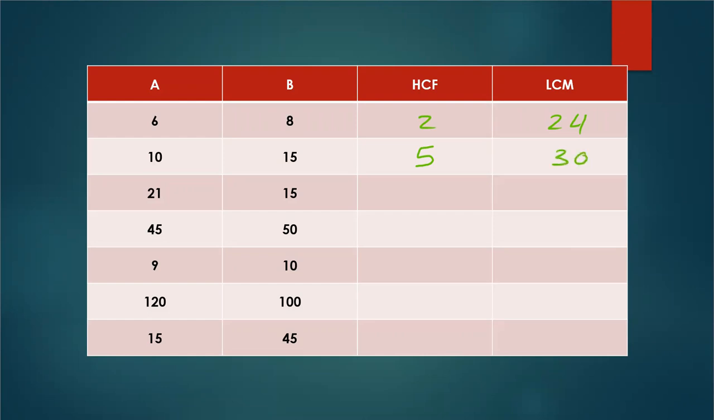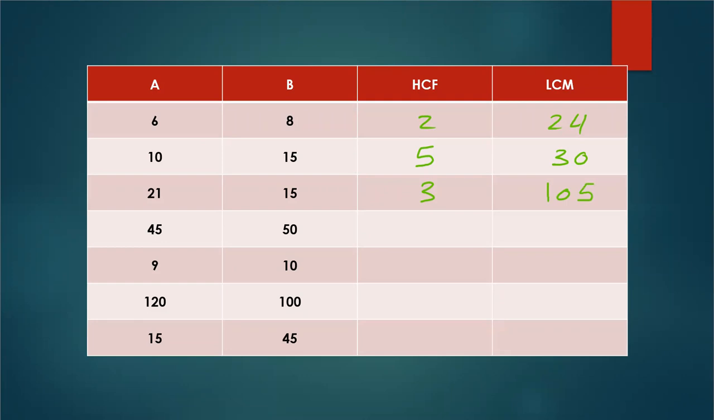Here, 21 and 15, the common factor is, yes, 3, and to get the least common multiple, multiply 21 and 15 and divide by 3. Multiply and divide. So 15 divided by 3 is 5. So multiplying 21 times 5 is 105.